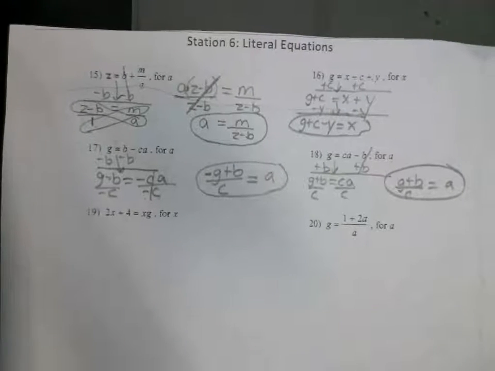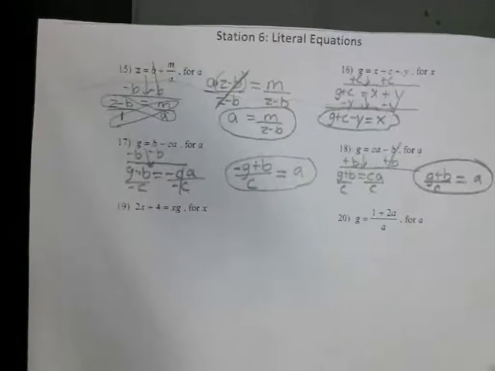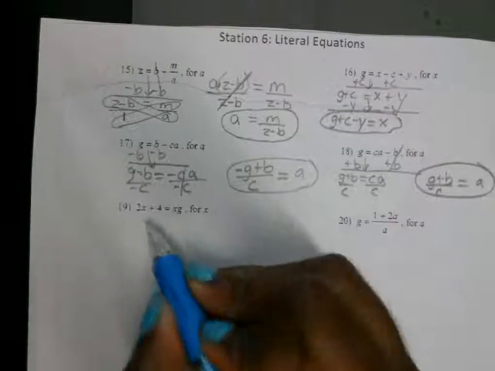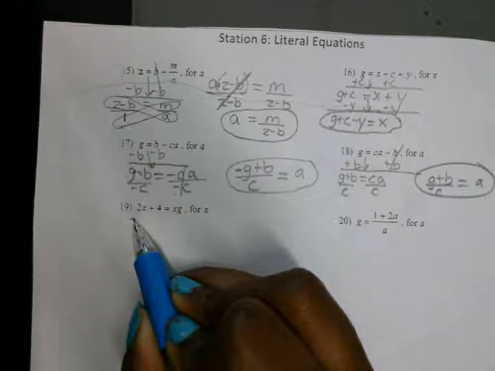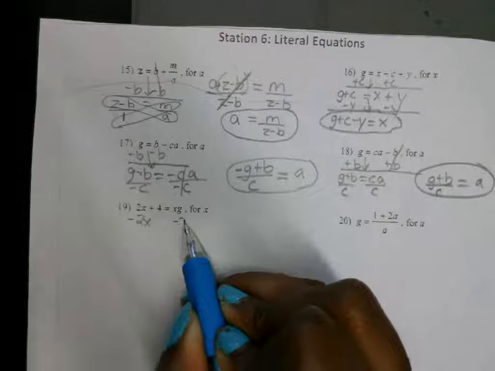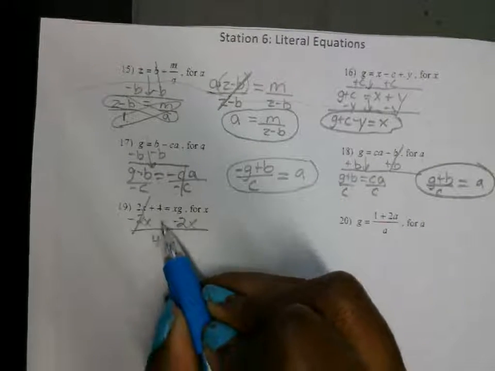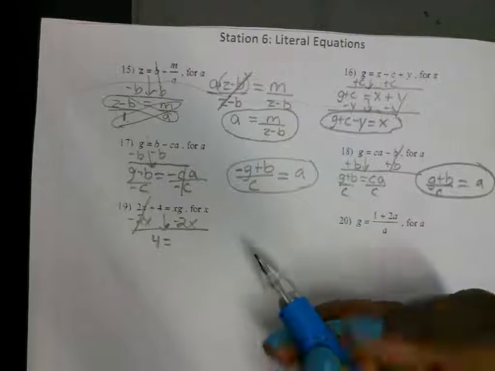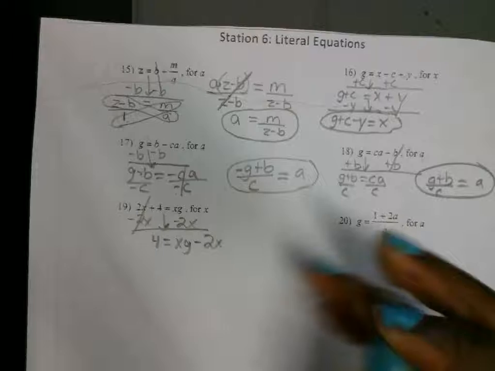Anybody need me to pause? All right. Let's look at 19. Solve for X. Okay, so that means I need to get the X's to the same side. So I'm going to move the 2X by subtracting 2X on both sides. This is gone, and I'm left with 4 is equal to XG minus 2X.